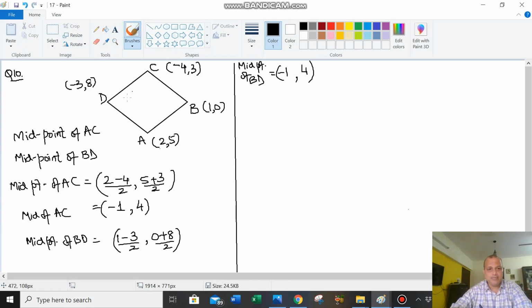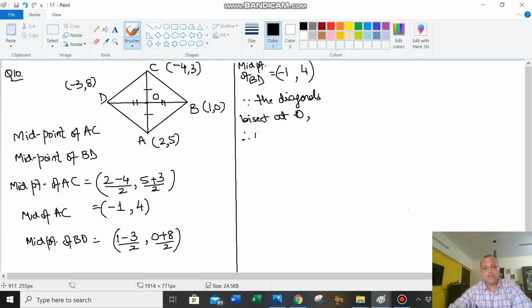Now AC and BD are the two diagonals of this quadrilateral, and they are intersecting at the same point, which is dividing these two diagonals into equal parts. Right? So this is the midpoint of AC, and this same point, let's call it point O, is also the midpoint of diagonal BD. Now, what kind of special type of quadrilateral is this? Yes, we know this could be either of rectangle, square, or a parallelogram. So let's write, since the diagonals bisect at O, therefore ABCD is a parallelogram.